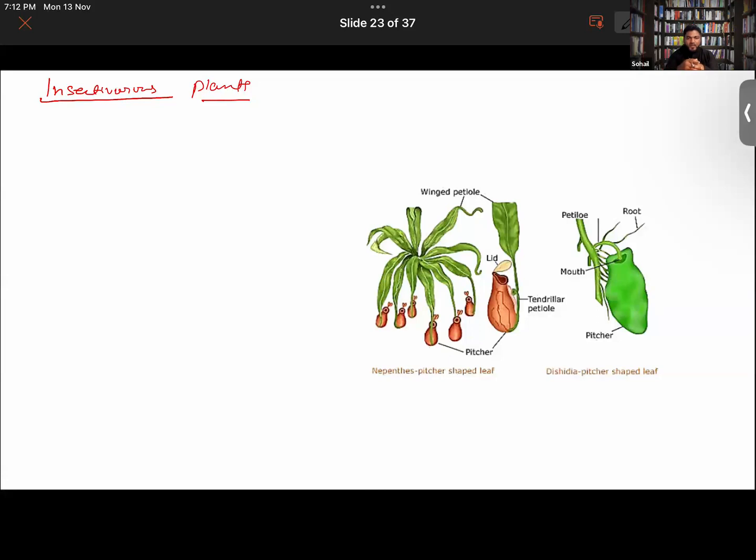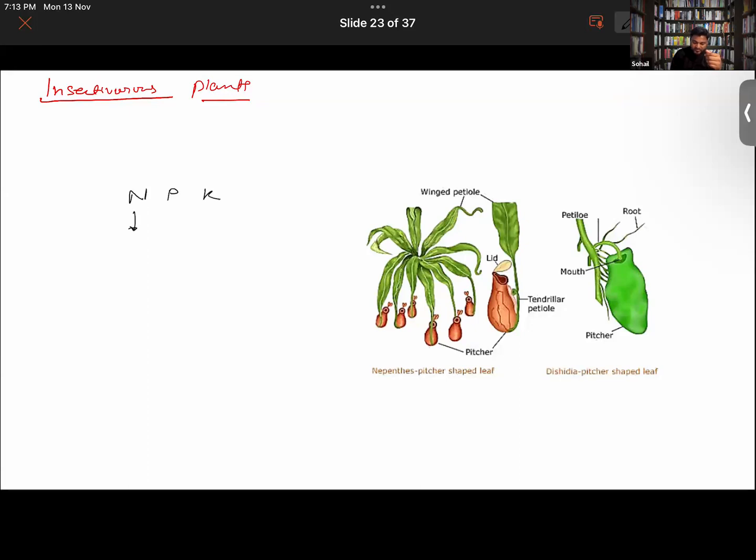Okay, so look here, how insectivorous plants fulfill their need for nitrogen is by eating the insects. Insects के body में nitrogenous compounds होते हैं, right? We know that the main component required by any plant is NPK.